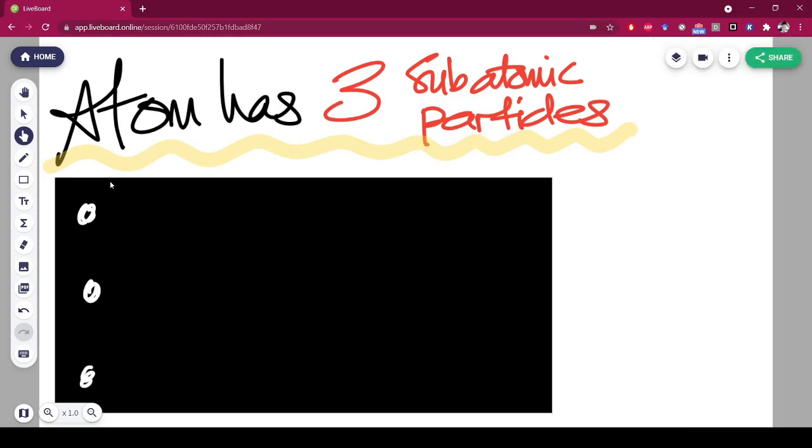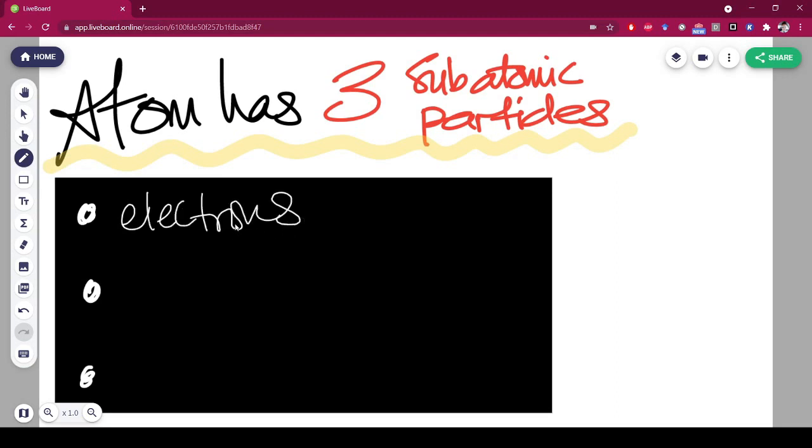If you go further into the definitions and knowledge of atoms, for your level, an atom has 3 subatomic particles. Of course, we have a lot more subatomic particles, but for matriculation level, we're going to focus on 3. The word subatomic particles refers to the particles inside the atom. So you can imagine that we are talking about something that is super, super tiny.